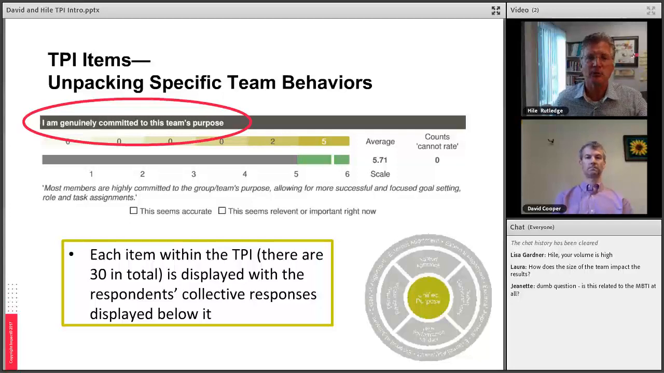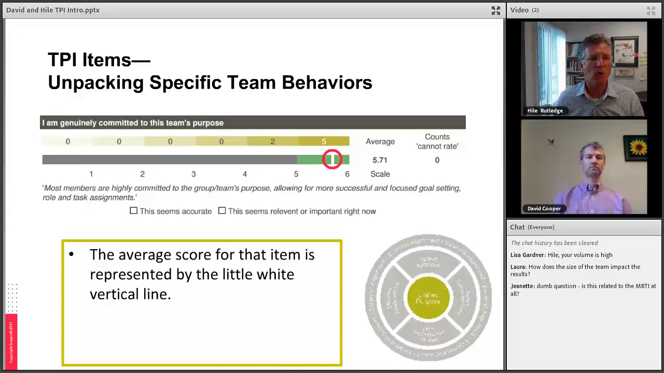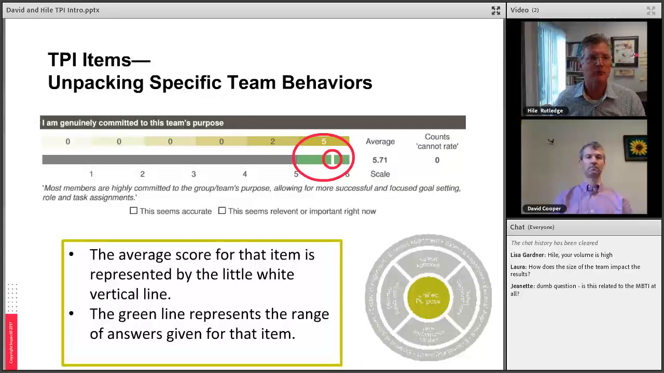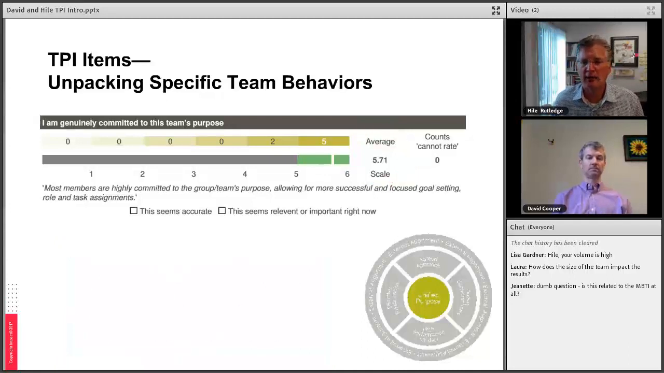So everybody invited to participate in this process, somewhere from completely disagree to completely agree, has the option to answer. And when this team was polled, the average came out to be 5.71. That little vertical line shows you what the average response is. The green line represents the range. So all of the people were between strongly agree and completely agree. The average is marked by the bar there, but you're given the arithmetic average also. You're given the numerical average, so you can have that as well.